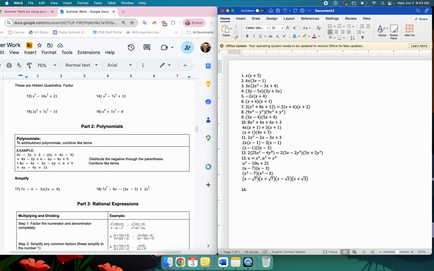Number 14, very similar. Make the substitution u equals x squared. How do I know it's u equals x squared? Well, basically, this thing is a quadratic structurally. It has quadratic structure. And basically what that means is that this term here is the square of this term here. If you square x squared, you get x to the 4th. That's true for all of these.